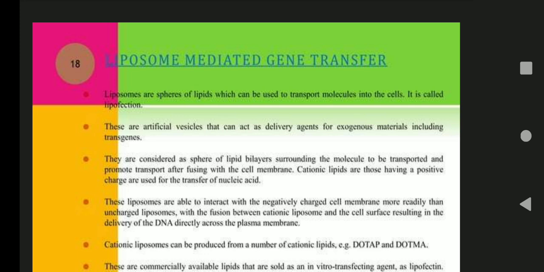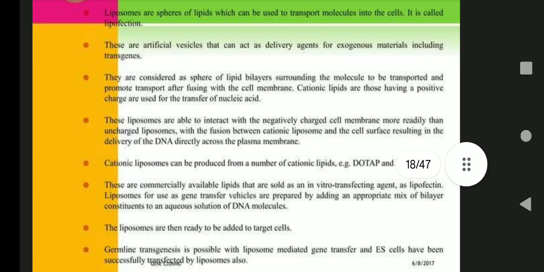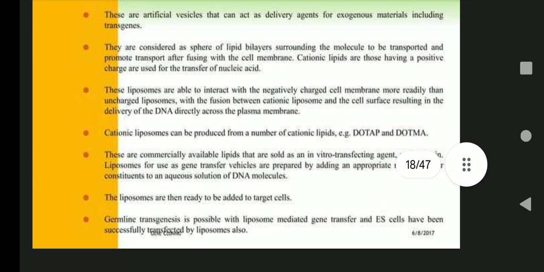These liposomes can directly fuse with the membrane, and that allows the entry of the DNA wrapped within it into the cytoplasm of the plant cell as well as animal cell. The cationic liposomes are produced from a number of cationic lipids like DOTAP and DOTMA. These commercially available lipids are sold as a transfecting agent called lipofectin.